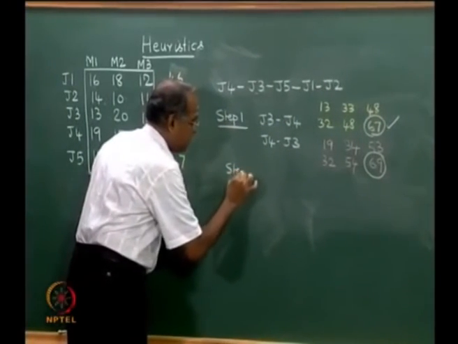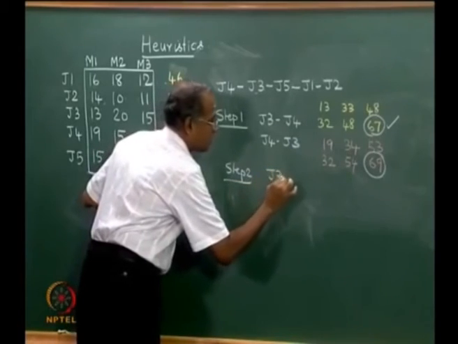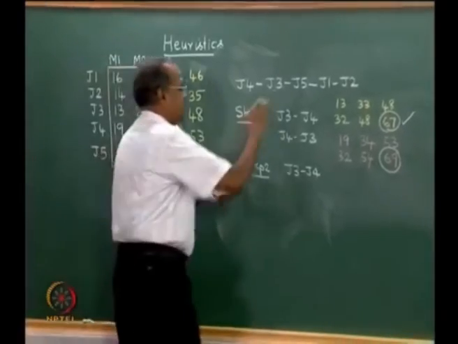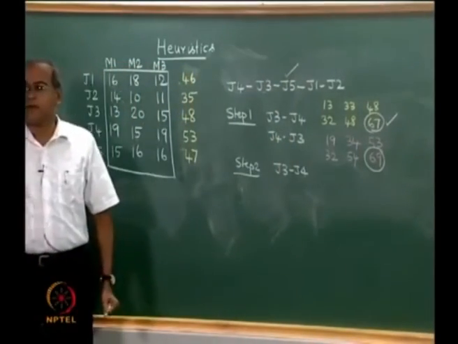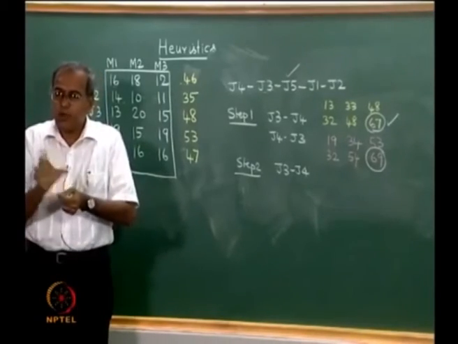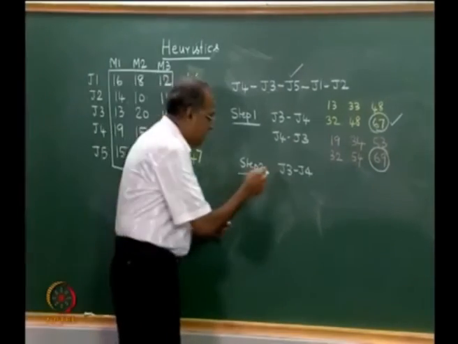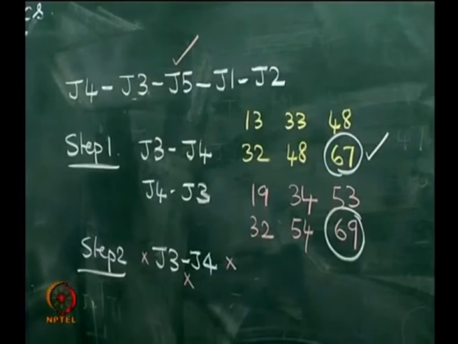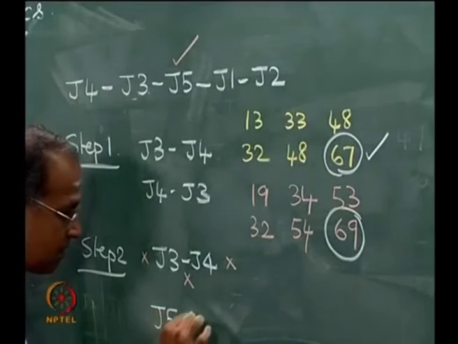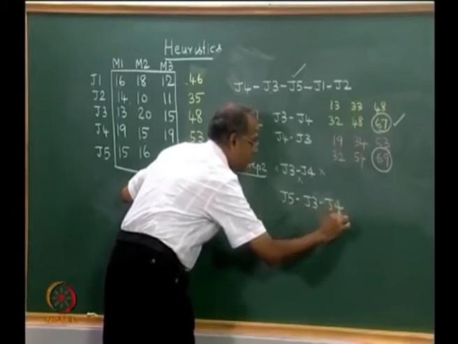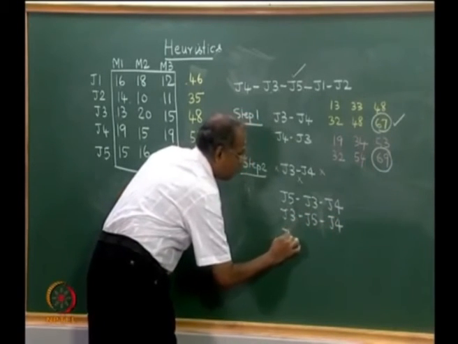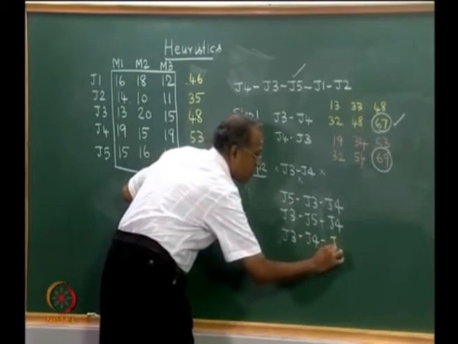Step 2, choose J3 J4. Now take the next job here, which is J5. Now J5 can be squeezed in 3 ways. J5 can come here, J5 can come here, J5 can come here. So you could have 3 sequences which are J5, J3, J4; J3, J5, J4; J3, J4, J5.